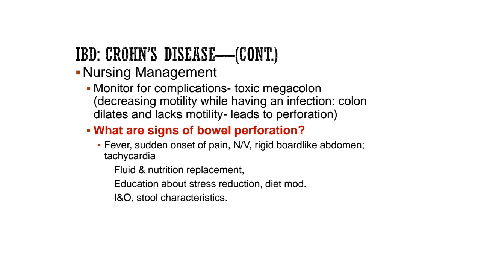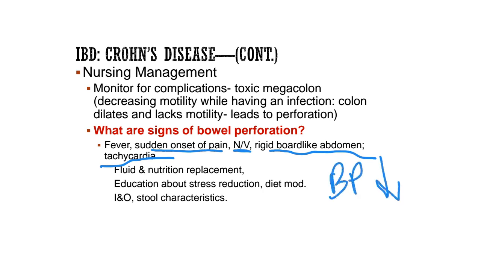So here are your key things for peritonitis and a bowel perforation. The patient will have a rigid, board-like abdomen and a sudden onset of pain. So they're going to have sudden pain and a rigid, board-like abdomen. Fever will come. They'll be nauseous, maybe vomiting. Heart rate is going to shoot up, and their blood pressure may start to drop. It just depends on if they're going to go into shock or not. So we'll have to replace fluids and nutrition. If this happens, you need to immediately call a physician so they can have emergency surgery.